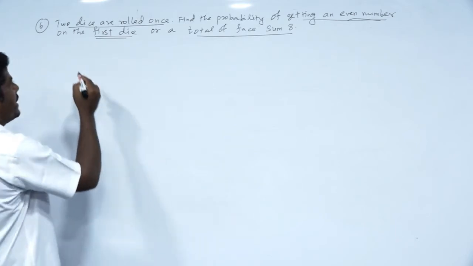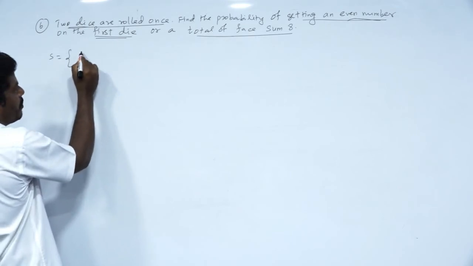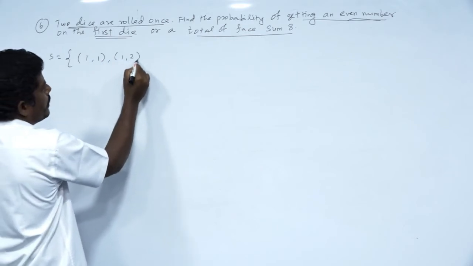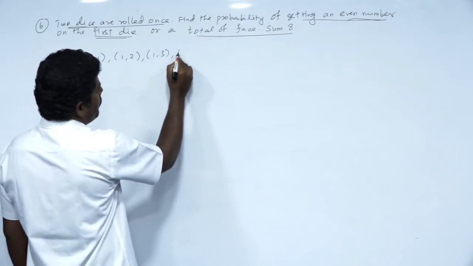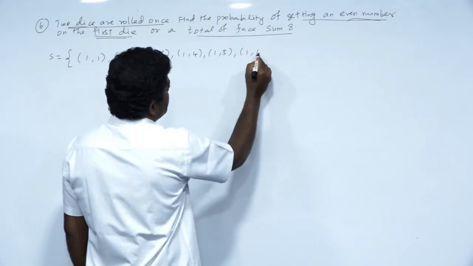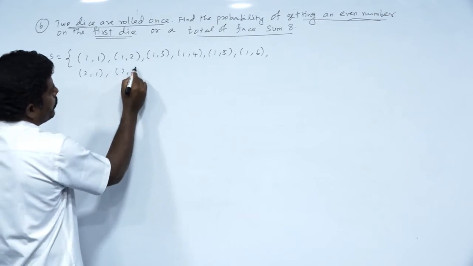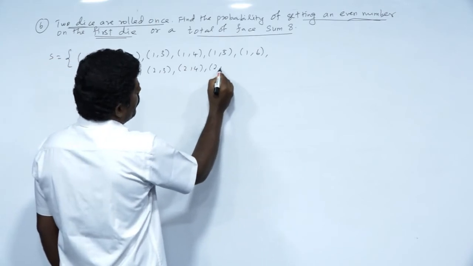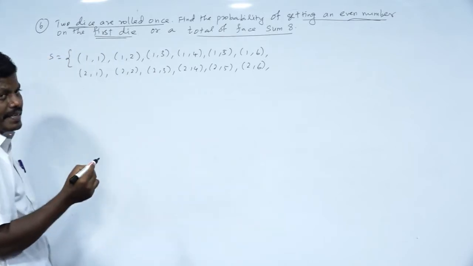So first you write the sample space for 2 dice, my dear students. Now sample space S is equal to: first die is 1, second die is 1; first die is 1, second die is 2. Like that you have to write, my dear students. 1,1; 1,2; 1,3; 1,4; 1,5; 1,6. After that you have to write 2,1; 2,2; 2,3; 2,4; 2,5; 2,6. This is the sample space for 2 dice, my dear students.